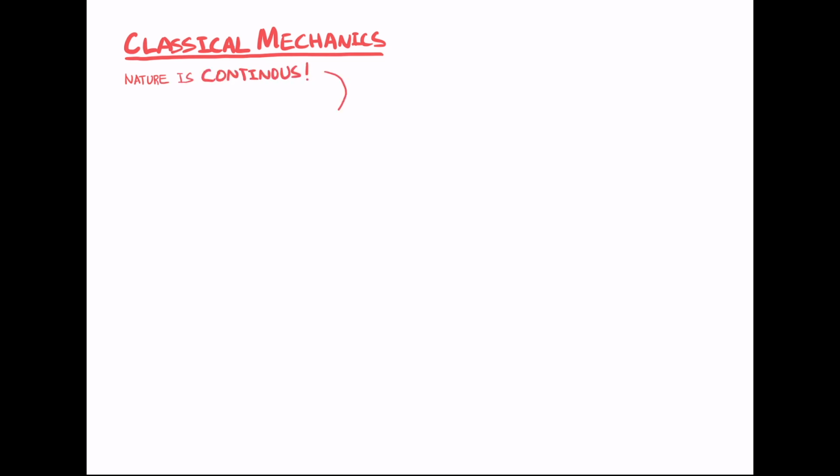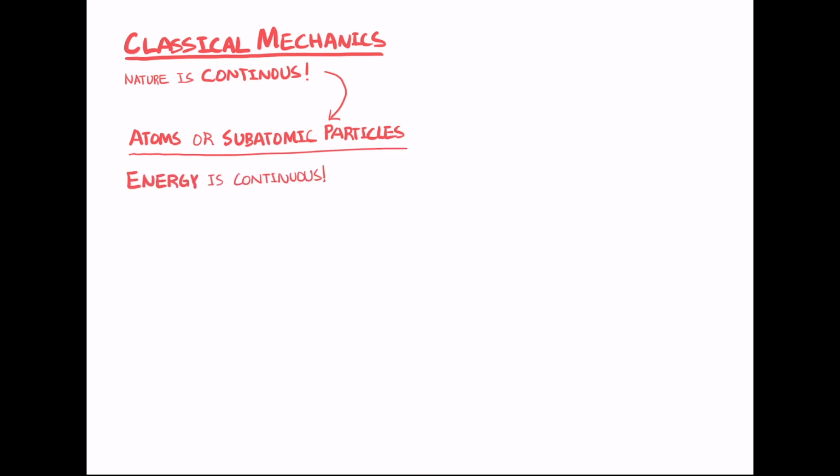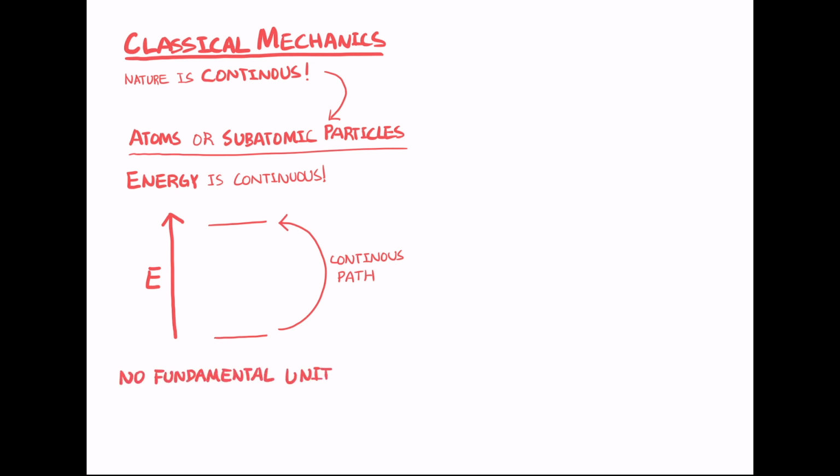One of the fundamental assumptions of classical mechanics is that nature is continuous. From a macroscopic scale, this seems to be true. But now we know that matter has discrete units in the form of atoms or subatomic particles. Classical mechanics assumes that energy is continuous too. That is, there's no jump from one state of energy to another, rather, a continuous path. That is, there is no fundamental unit of energy in classical mechanics.